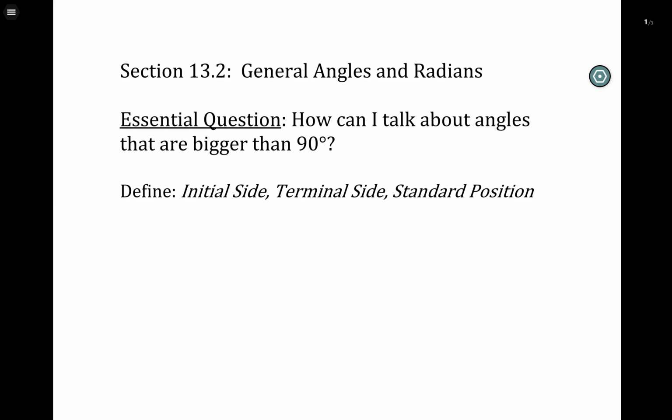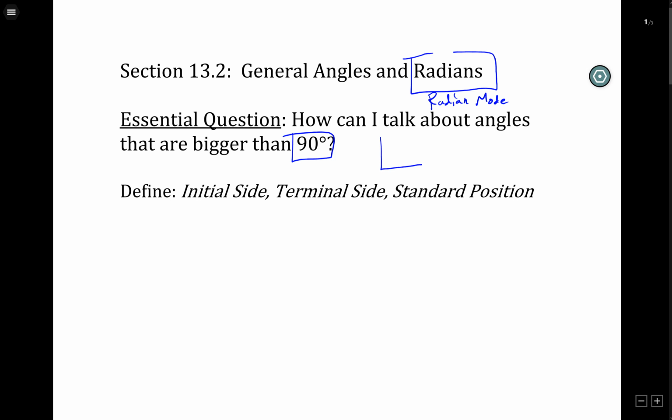We're in section 13.2. We're going to be talking about general angles and radians. Remember that radian mode you have on your calculator that you don't really know what it is? We're going to be talking about what that is. And more importantly, what we're going to spend the most time on is how I can talk about angles that are bigger than 90 degrees. Because right now, we have only been dealing with right triangles, and you know that when you're dealing with right triangles, these angles are always smaller than 90 degrees. How can I talk about angles that are bigger than 90 degrees?